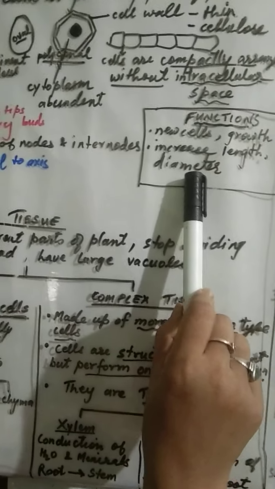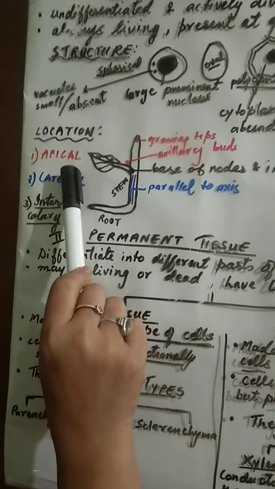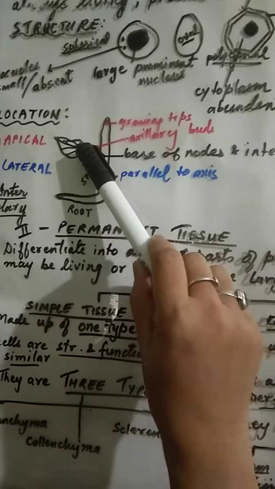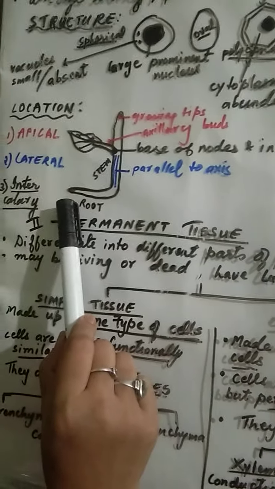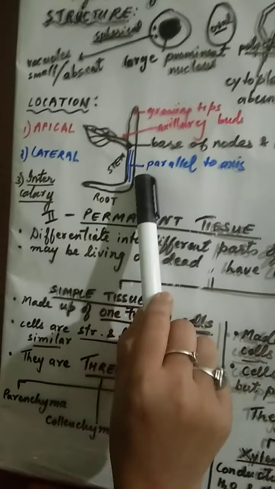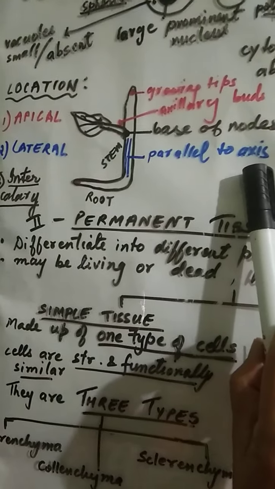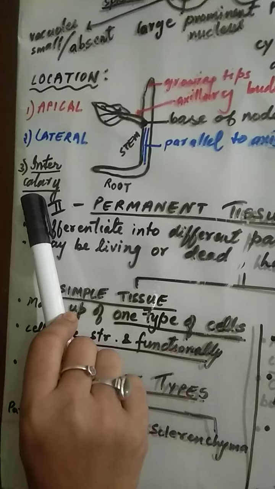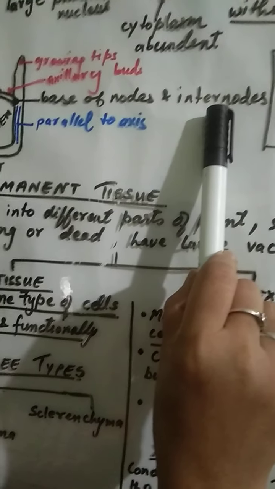Where are they located? So locations are three over here. The red one, they are located at apical parts. Where are apical parts? Like growing tips, as well as from where the new buds come out, axillary buds, as well as at the tip of the root. Second, they are also present at lateral sides. What are lateral sides? As you can see, they are parallel to the axis, so they help in the diameter as well as length growth of the plant. Third, they are present at intercalary regions. Intercalary regions are at the base of the nodes and the internodes.